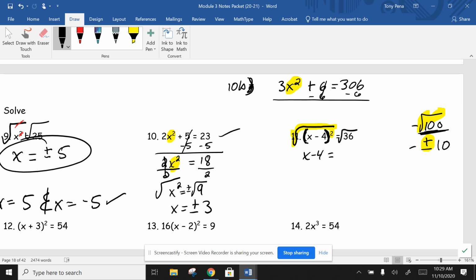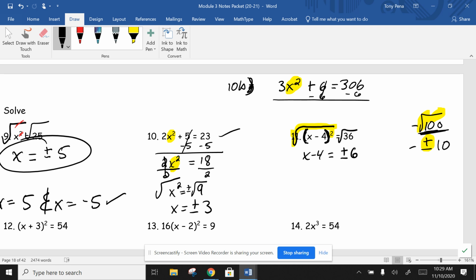On the other side, we don't just get 6, correct? Just like the previous 3 problems that we did, we should get both a positive 6 and a negative 6 when we take that square root of 36. There are 2 numbers I could have squared to get 36, the positive and the negative. All right. We now need to solve this equation.